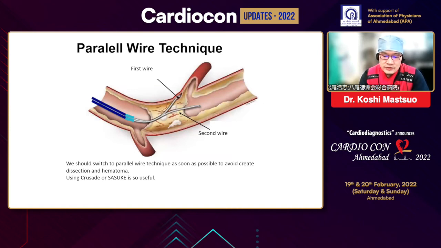And using a dual lumen catheter, Crusade or Sasuke is very useful. My recommendation is Sasuke, because Sasuke's side hole goes a little bit more antegradely compared to the Crusade catheter.